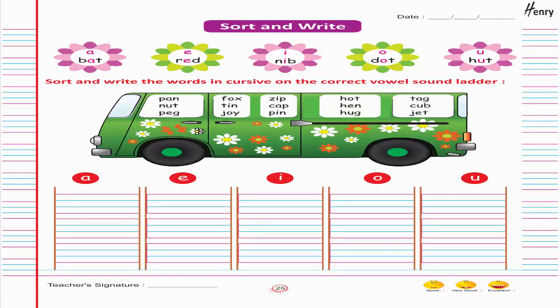Sort and write. A, bat. E, red. I, nib. O, dot. U, hut. Sort and write the words in cursive on the correct vowel sound letter.